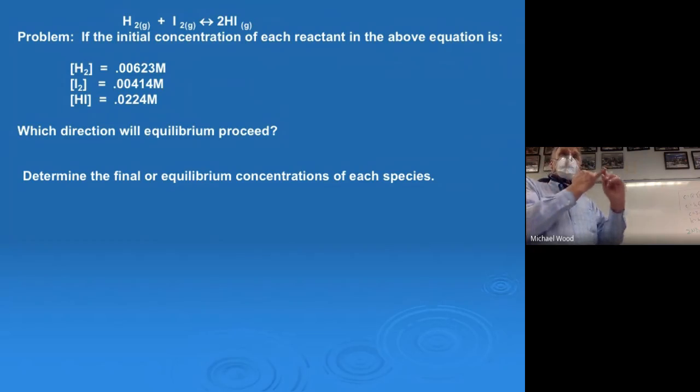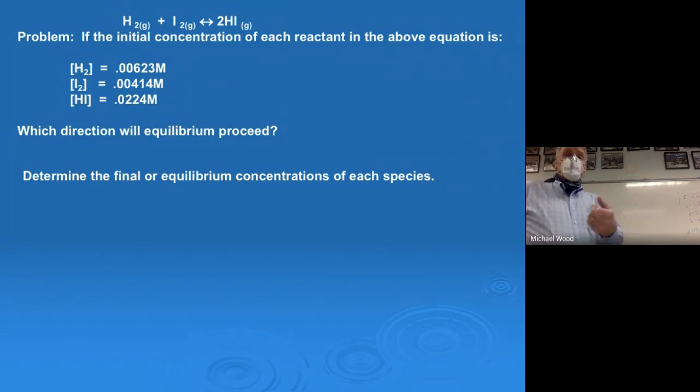So first we wrote the expression: products on top, reactants on the bottom, coefficients became exponents, and solids and liquids were not included. We did nothing with numbers. Then we were given the equilibrium concentrations and just plugged in the numbers. That wasn't too bad. Then yesterday we said, here's our initial concentration, here's our equilibrium concentration, and we started ice tables.